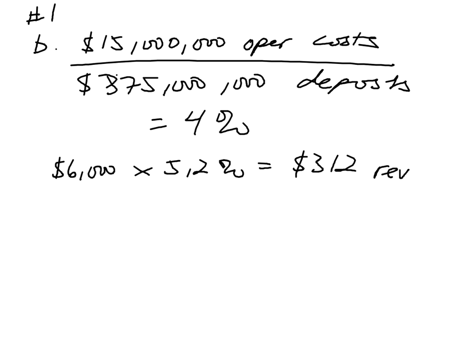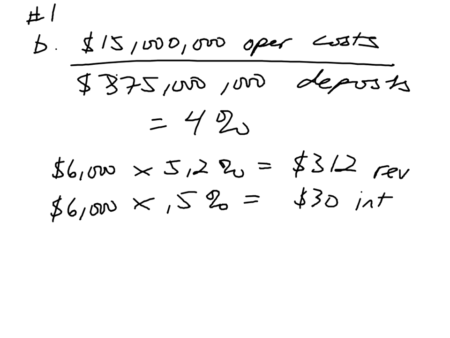The bank also pays us 0.5% in interest, remember. So 6,000 times 0.5% is going to be $30 in interest expense that we're paying to the depositor.